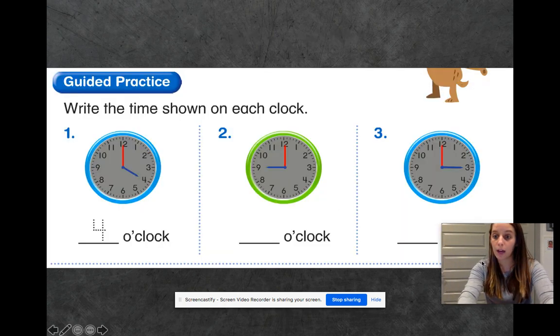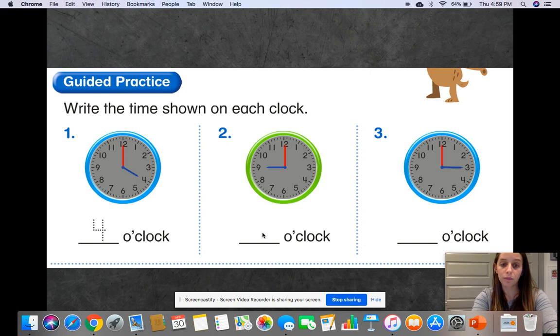Let's do a couple of problems together. All right, so taking a look at our guided practice problem number 1, you want to look at the clock and you want to know what time it is just by looking at this clock. So what you need to do is look at that short blue hour hand and the long red minute hand and look where those arrows are pointing to help us to figure out what the time is.